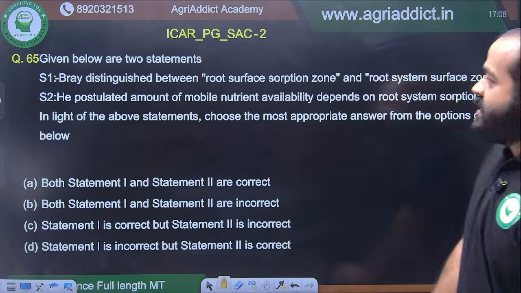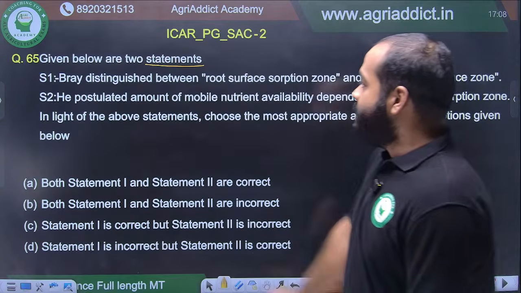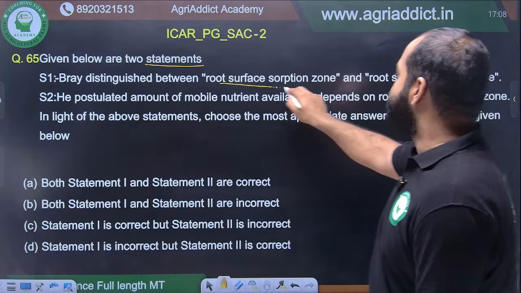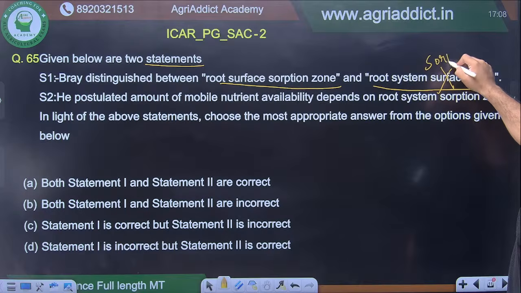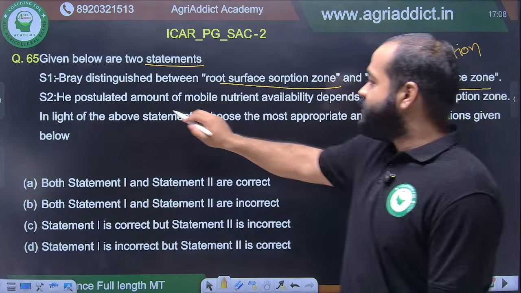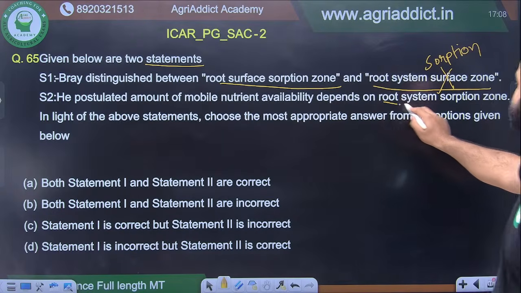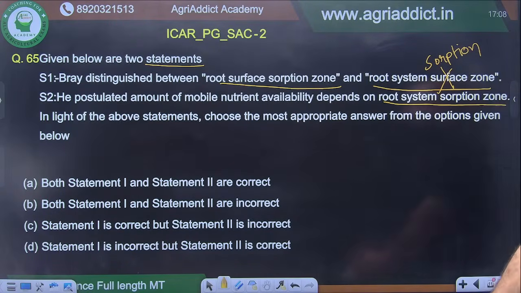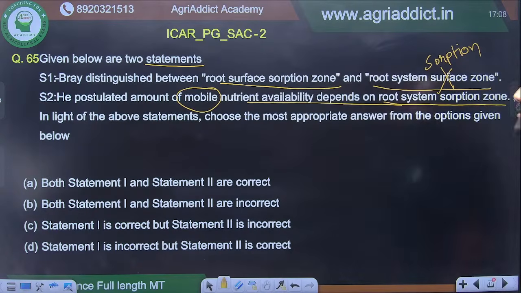All right. Given below are two statements. Again, a statement type question. Let's see. Bray distinguished between root surface sorption zone and root system sorption zone. It won't be surface, it would be sorption. All right. Sorry for the typing mistake. He postulated amount of mobile nutrient availability depends on root system sorption zone.